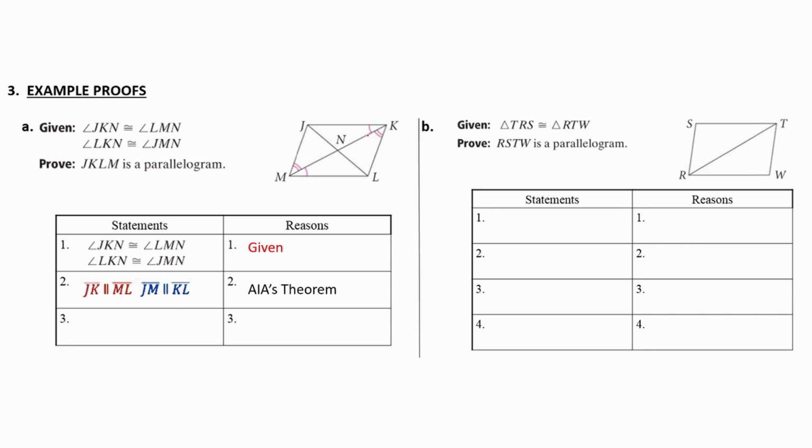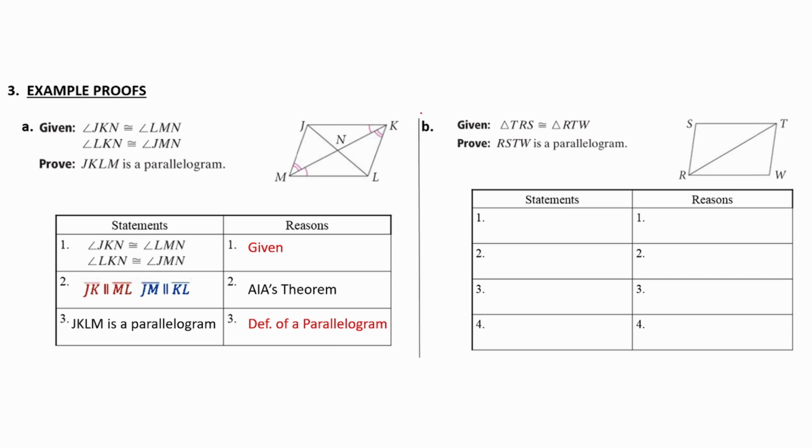And then the double arc angles are telling us that the two sides on the left and right, JM and KL, are parallel. So because we have these two pairs of parallel sides, well, by definition, that's what a parallelogram is. So that's what we would say, that JKLM is a parallelogram because it meets the definition of a parallelogram.